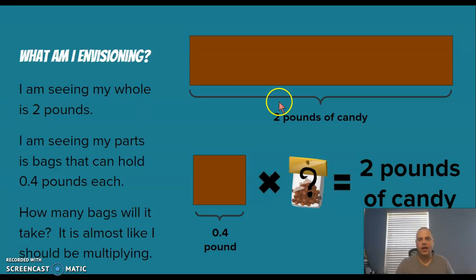Here, you'll see that I have a 2-pound bag of candy. And I know that I'm going to weigh out, and there's going to be 4/10 of a pound that I'm going to put into the bag. So again, I'm seeing 2 wholes. I'm seeing my parts as being bags that hold 4/10 of a pound. So how many bags will it take? Doesn't it almost seem like I'm going to be multiplying?